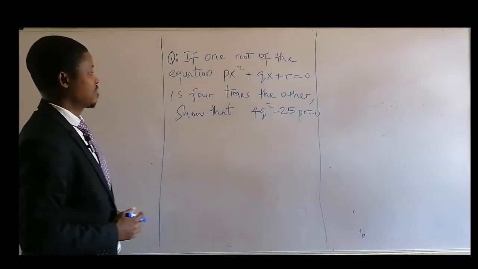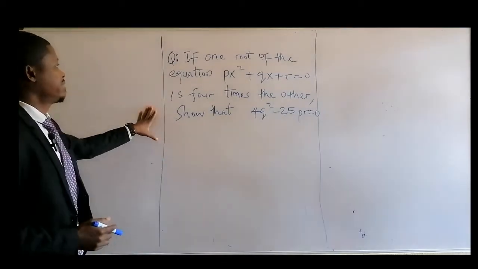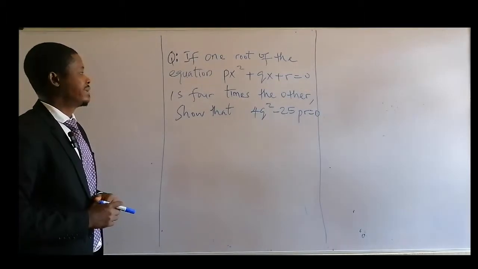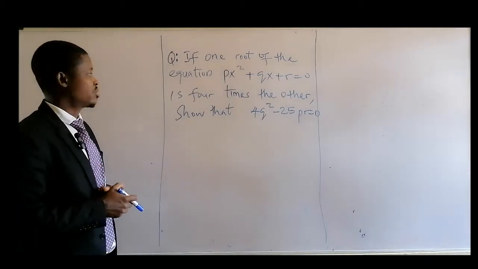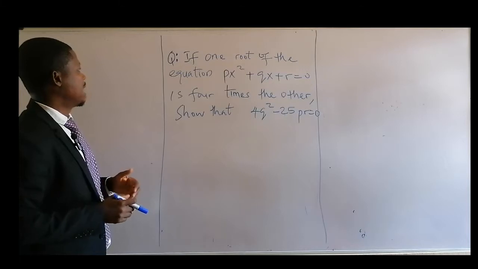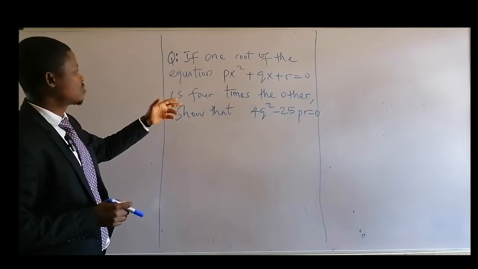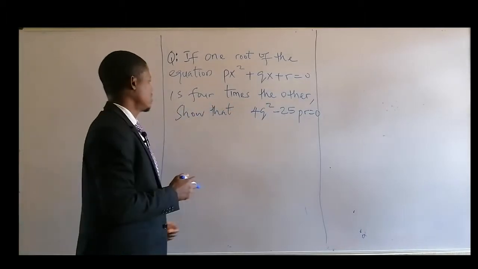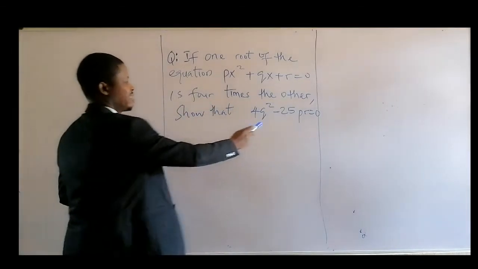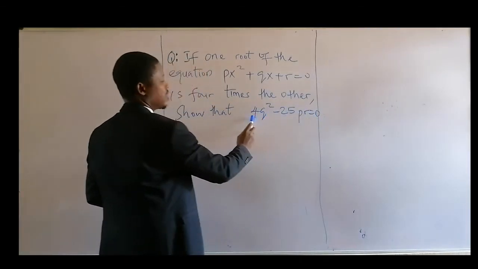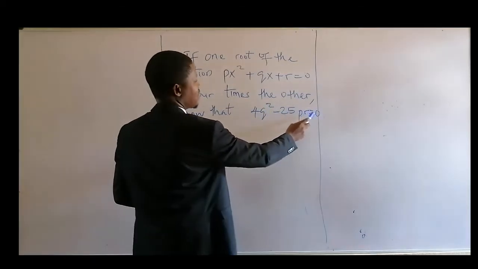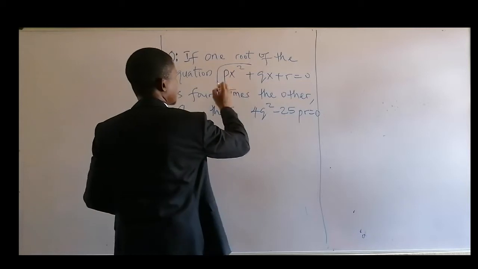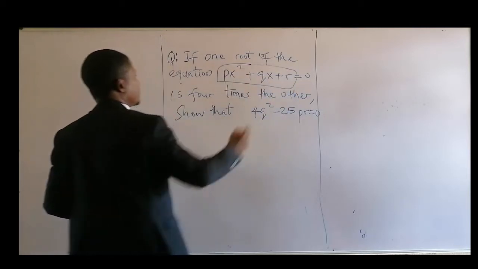So we have another set of questions, and this episode will be the end of quadratic equations. If one of the roots of the equation is 4 times the other, show that 4q squared minus 25pr is equal to 0. And we have the stated quadratic equation that we are given.